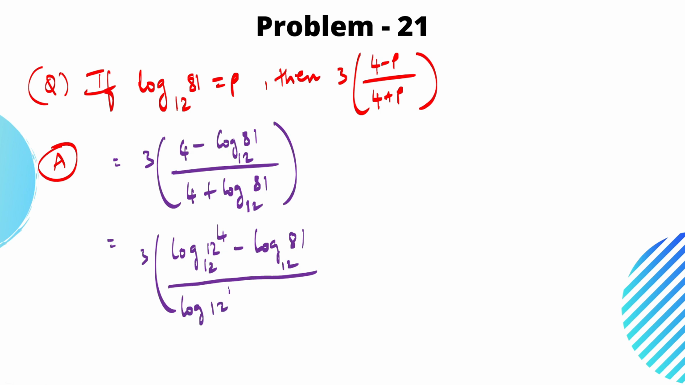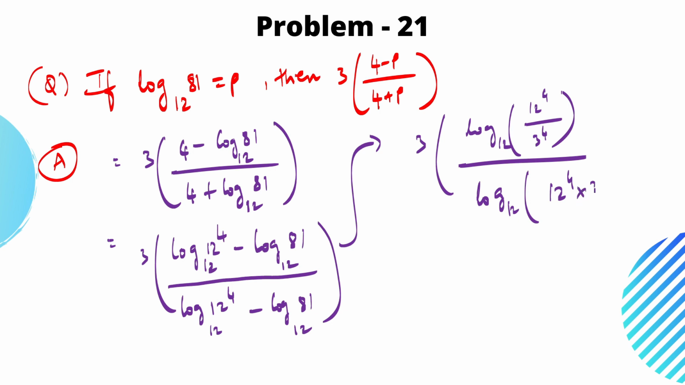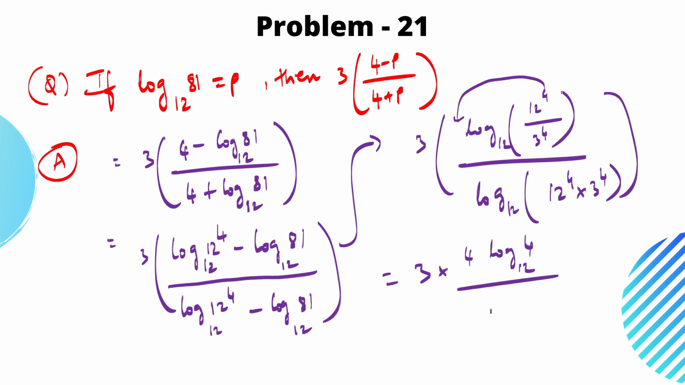So log 12 power 4 to the base 12 minus log 81 to the base 12. Now this will be 3 into log, this is a power. See the property: log of a minus log of b is log of a by b. So log of 12 power 4 by 81 can be written as 3 power 4. What is the denominator? This is base 12 and this is base 12. So log of a plus log of b is log of a into b. So 12 power 4 into 3 power 4. So this is equal to 3 into, let us bring this to the other side, 3 into 4 log 4 to the base 12 by 4 log 36 power 4 to the base 12.